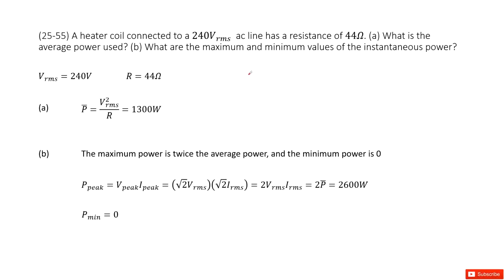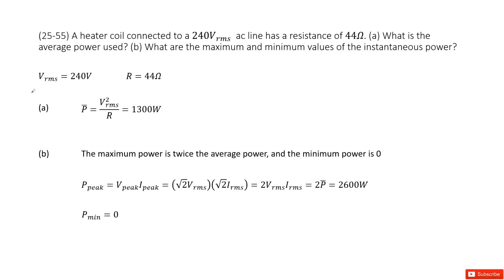Let's look at problem 55 in chapter 25. Chapter 25 is about electrical current and resistance. So there you can see we're talking about alternating current. The device is connected to the power. The RMS voltage is 240 volts, and the resistance is 44 ohms. It asks what is the average power used?